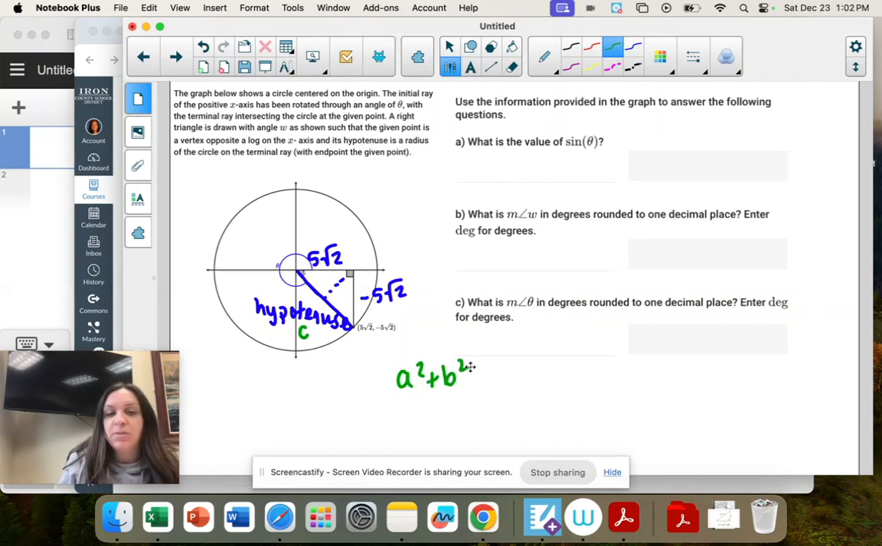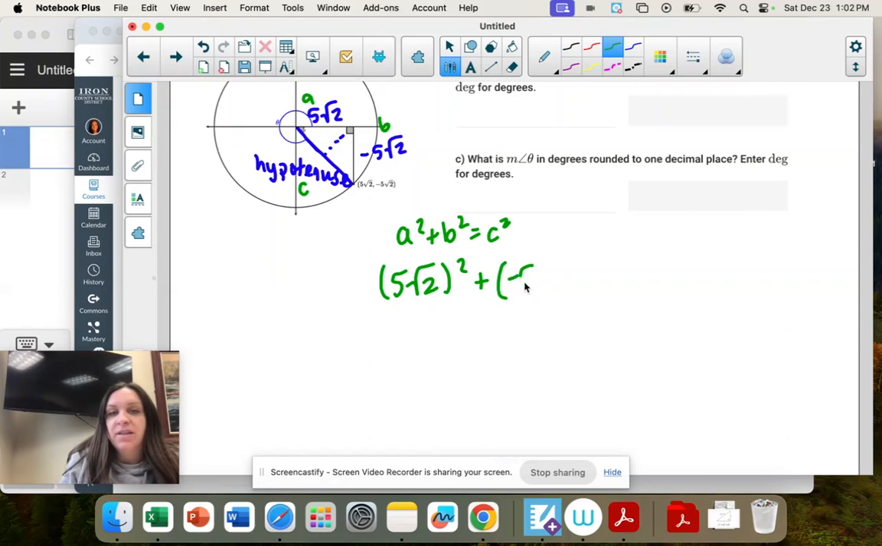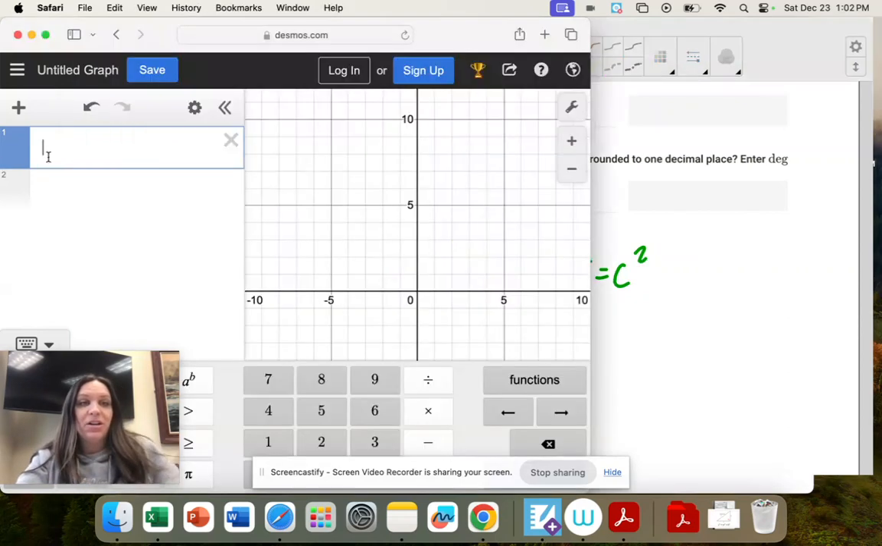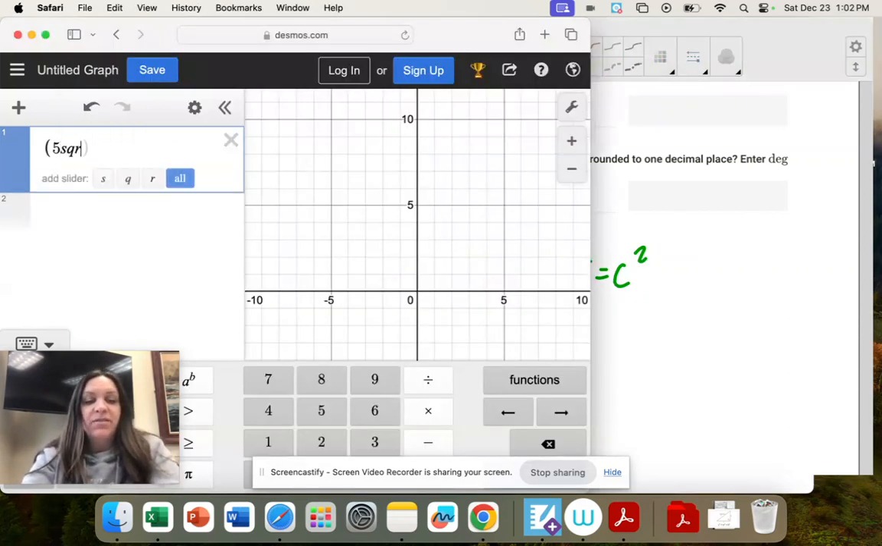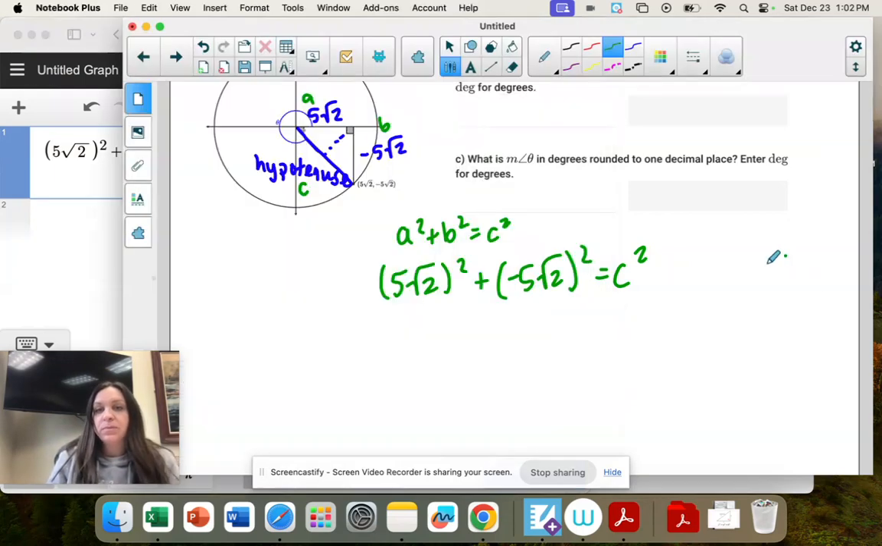So a squared plus b squared equals c squared. Those two sides make up a and b. So I have 5 square root of 2 squared plus negative 5 square root of 2 squared, and that's going to equal our radius squared, or our hypotenuse. So 5 square root of 2 squared plus negative 5 square root of 2 squared is 100.